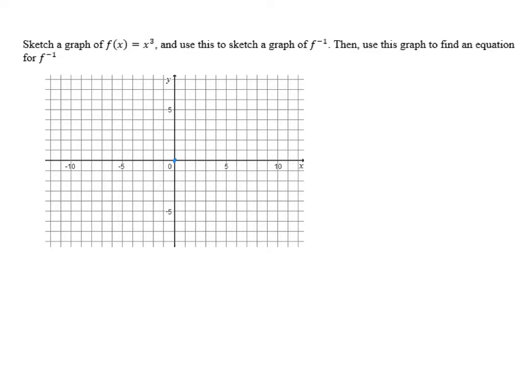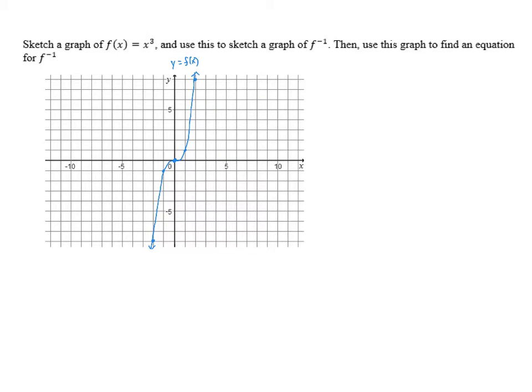It contains the points (0, 0), (1, 1), (2, 8), (negative 1, negative 1), and (negative 2, negative 8). If you don't remember this, you could make a table of values to sketch the graph yourself. But either way, we end up getting a graph that looks something like this, going down to the left and then up to the right. This is our graph of y equals f of x.